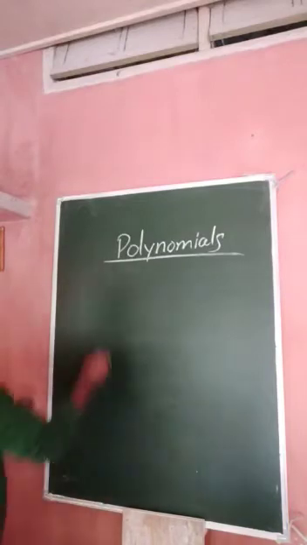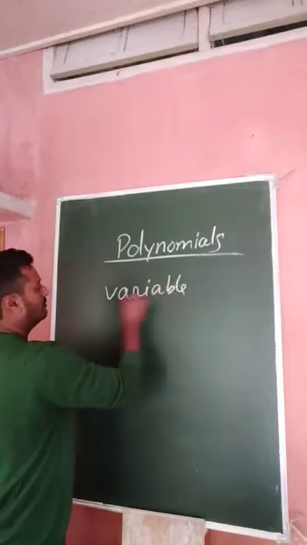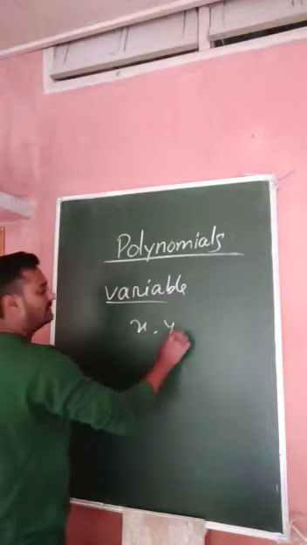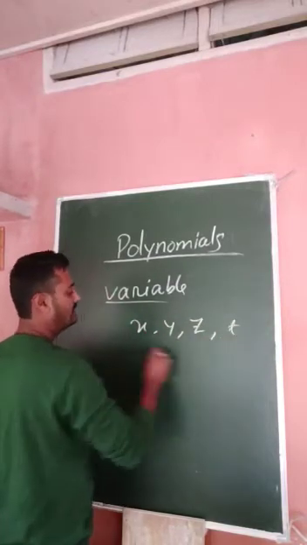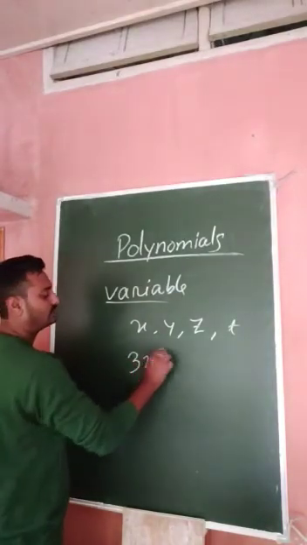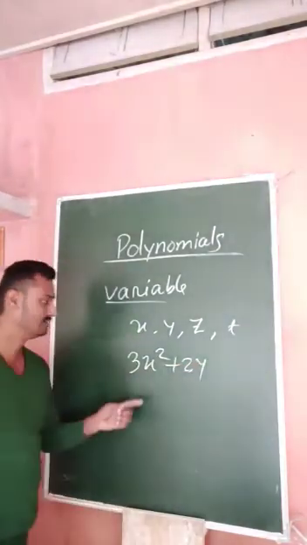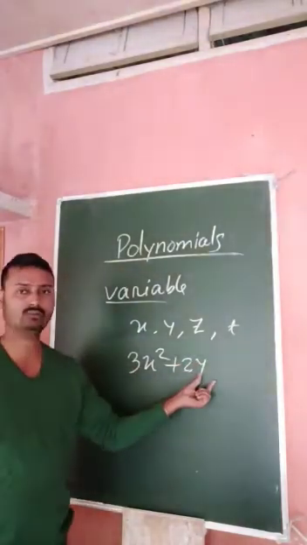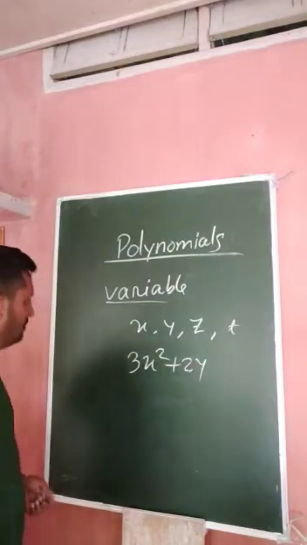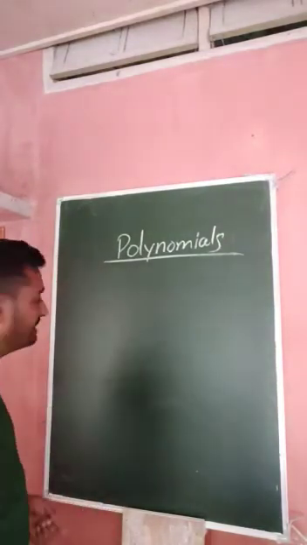So next one is variable. You have to know what a variable is. x, y, z, t, etc. are known as variables. Suppose one polynomial is 3x square plus 2y. In this case, one variable is x, and the other is y. So all of you know about the variables.